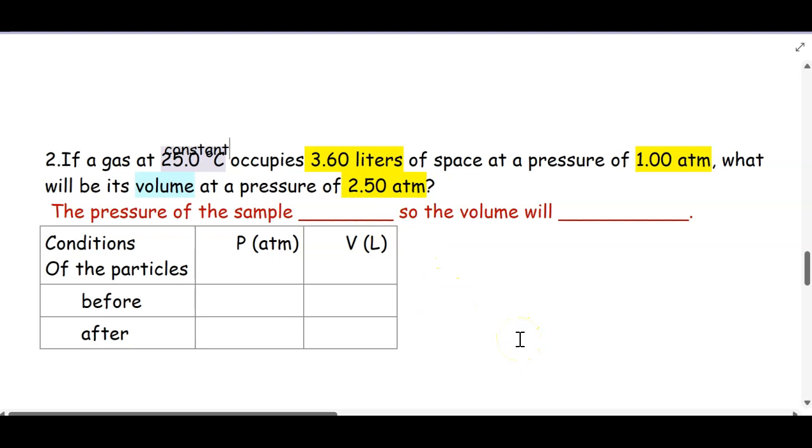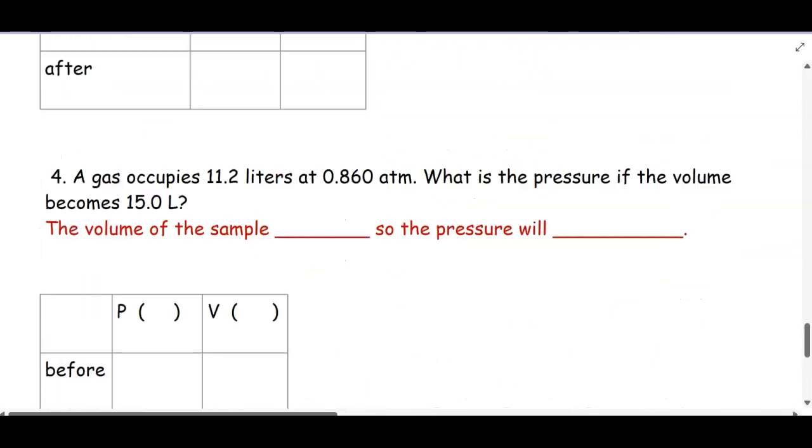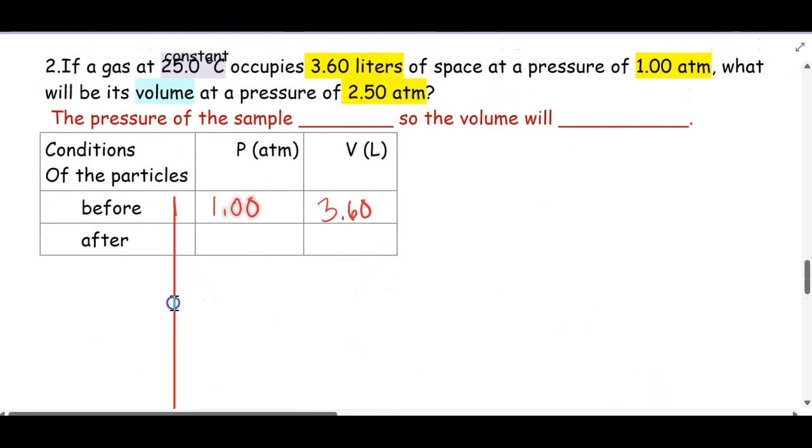So let's now start filling this in. It says a gas has 3.60 liters. All right. 3.60 liters of space at the corresponding pressure is 1.00. So this is the before. Let me come back up here again. All right, and then this is the after. So that's the first one, and that's the second set of conditions.